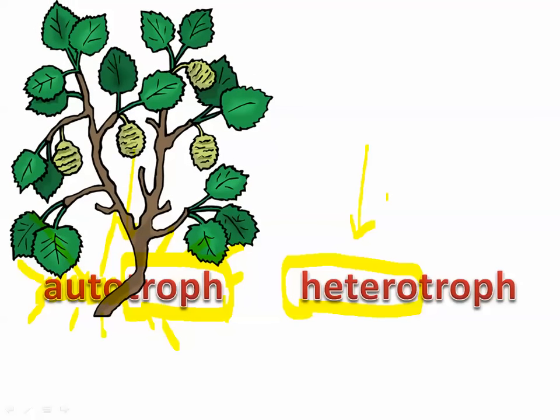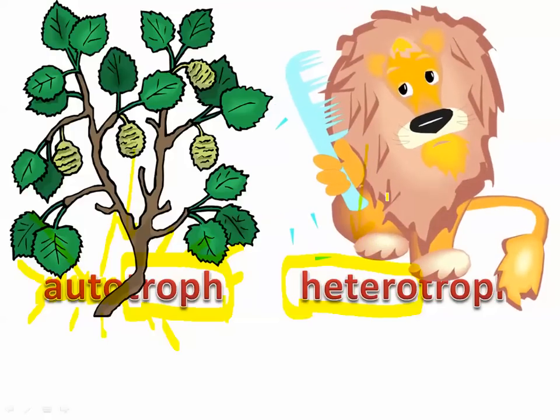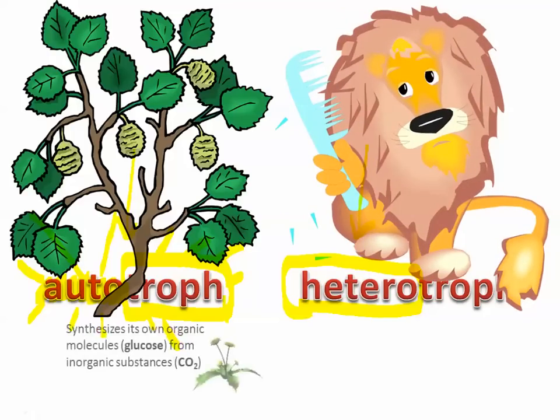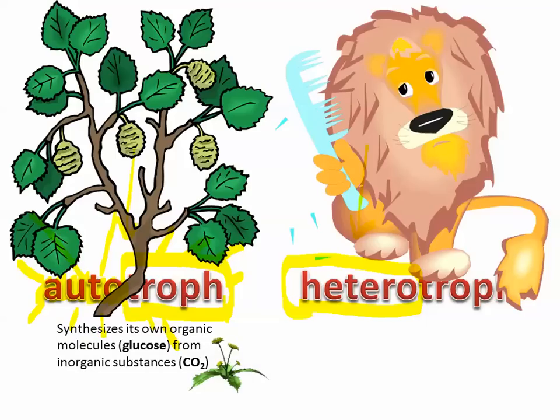An autotroph, a plant, for example, anything that does photosynthesis is an autotroph. Anything that is a heterotroph has to eat other things to obtain their energy. So here's a plant, a tree, the autotroph. It synthesizes its own organic molecules from inorganic substances. It's a fancy way to say it produces its own food by way of photosynthesis.